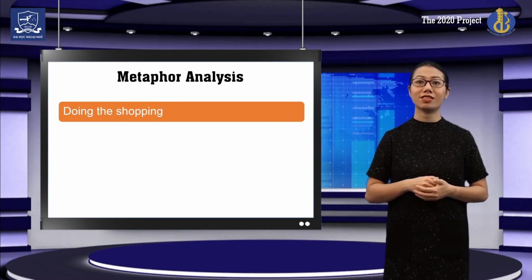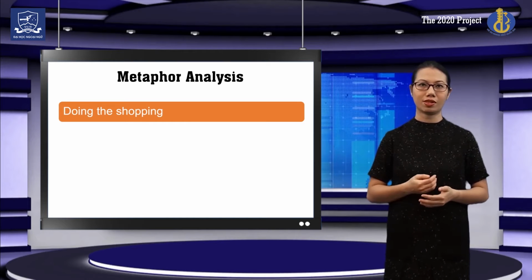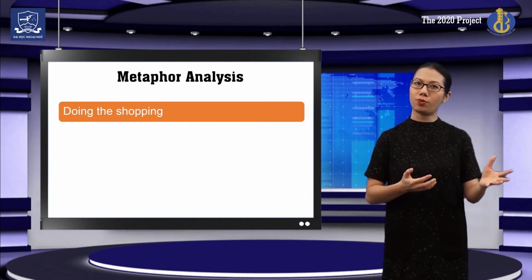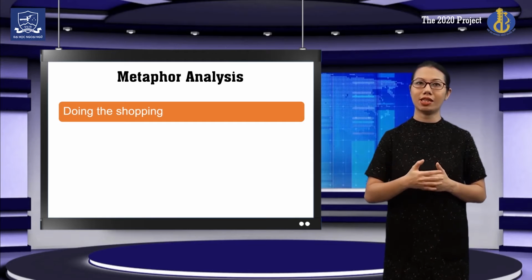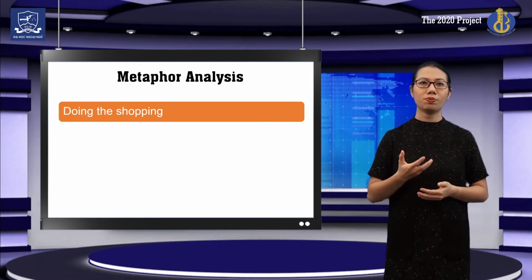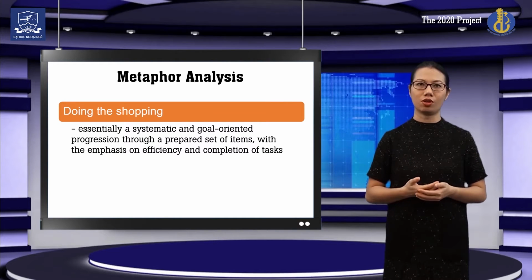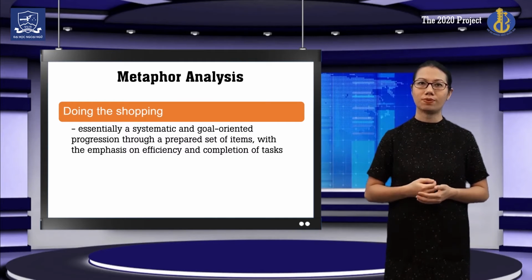Doing the shopping is the successful performance of a series of necessary business transactions, where the shopper has usually pre-planned a list of things to do and an itinerary. The lesson, therefore, would be essentially a systematic and goal-oriented progression through a prepared set of items, with the emphasis on efficiency and completion of tasks.